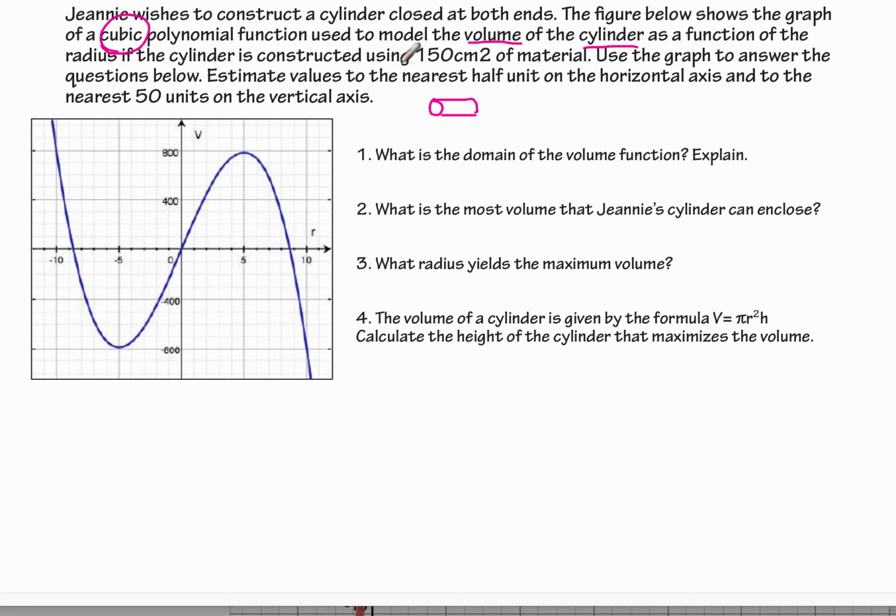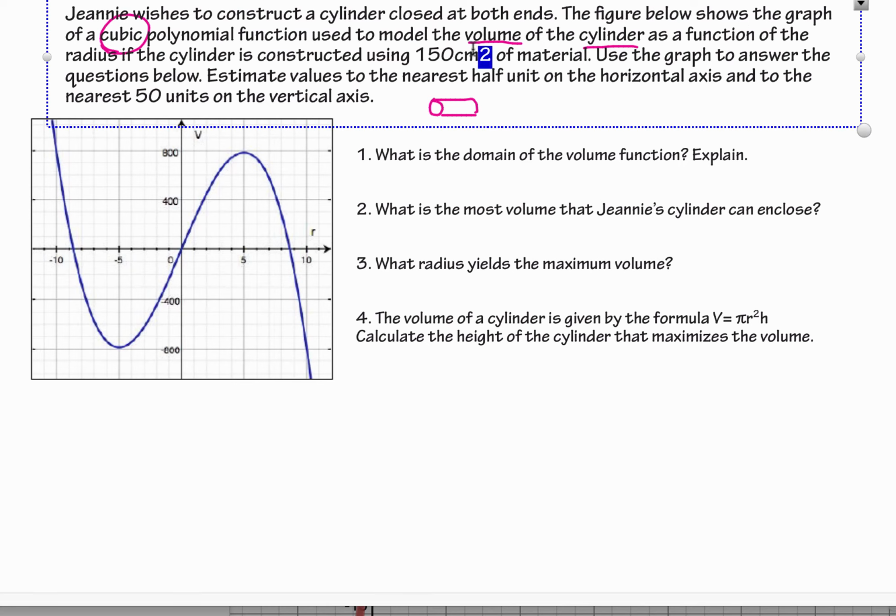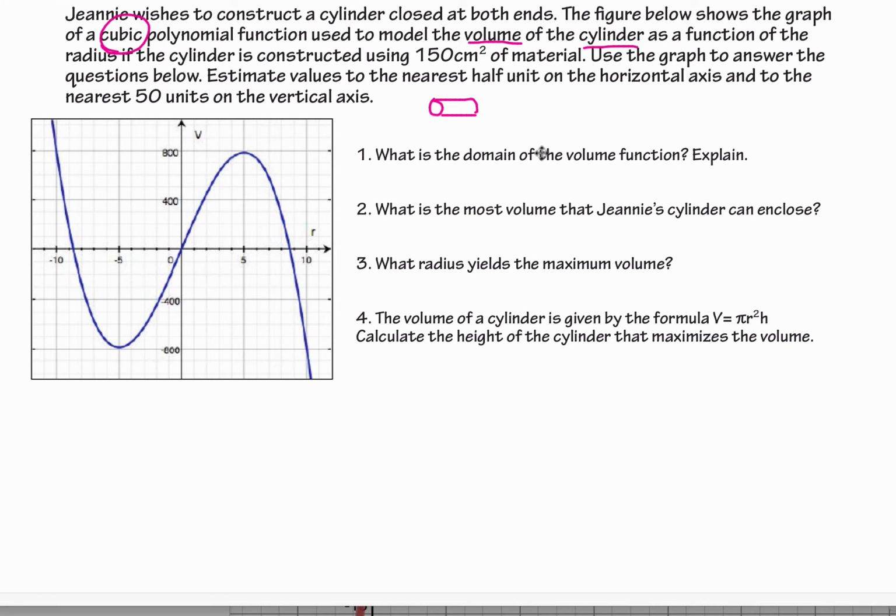If the cylinder is constructed using 150, and sorry people, that should be a square, 150 square centimeters of material, use the graph to answer the questions below. We're going to estimate values to the nearest half unit on the horizontal or x-axis and to the nearest 50 units on the vertical axis. All right, so what do we got here? What is the domain of the volume function?